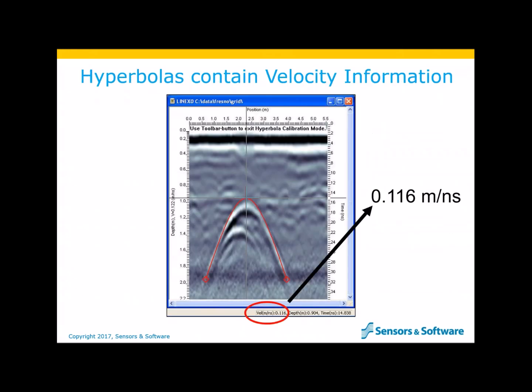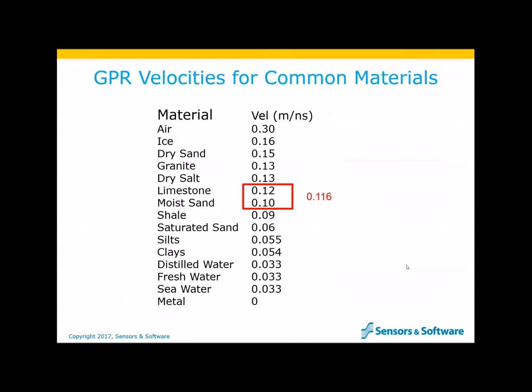So let's look back at the velocity that was measured on this hyperbola from earlier. When I zoom in on it, you can see that it came out to a value of 0.116 meters per nanosecond. Going back to the velocity table, this suggests that it is a drier than average soil with a velocity close to limestone. It is a reasonable velocity for soil.